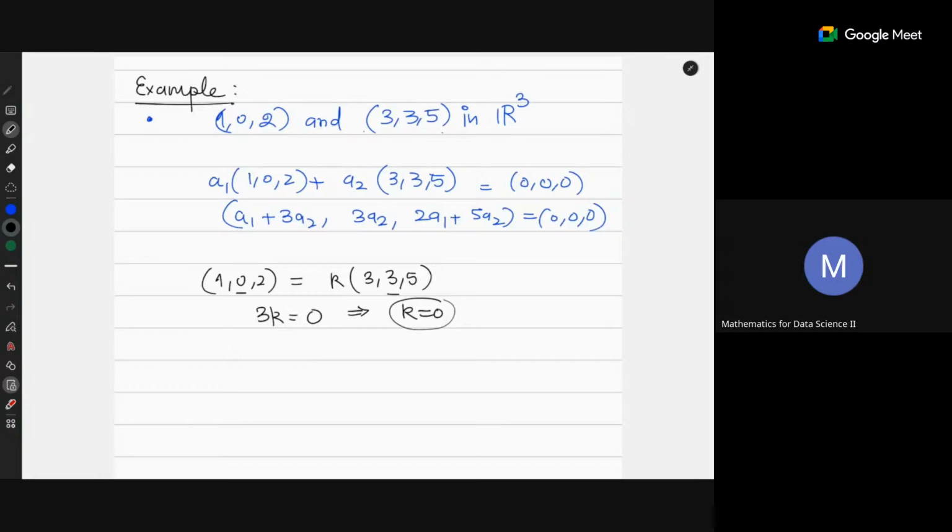So that means you cannot write one vector in terms of the other vector as a multiple of the other vector, which means they are not dependent, which means they are independent. You get that?